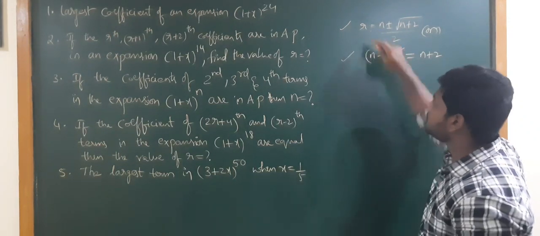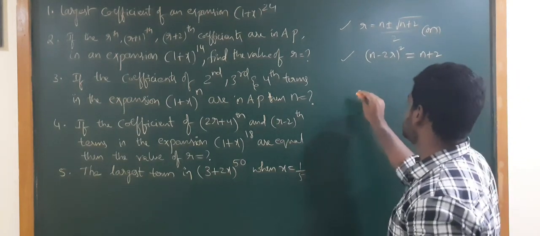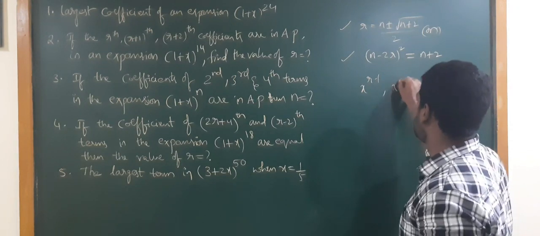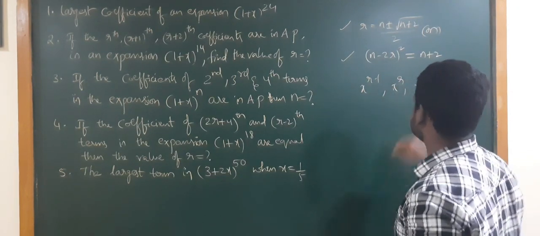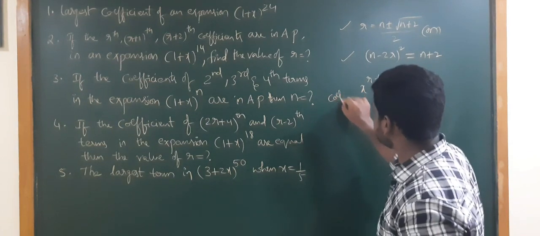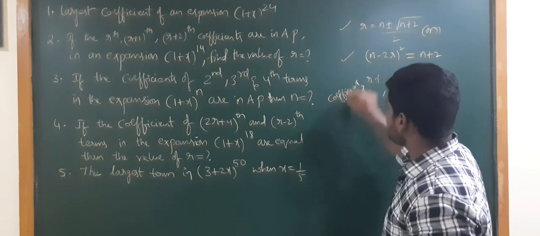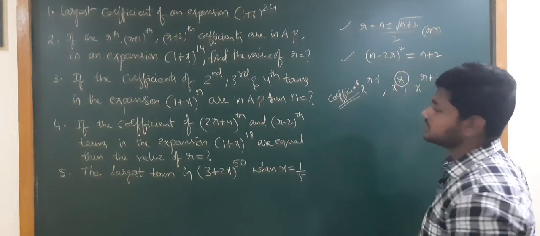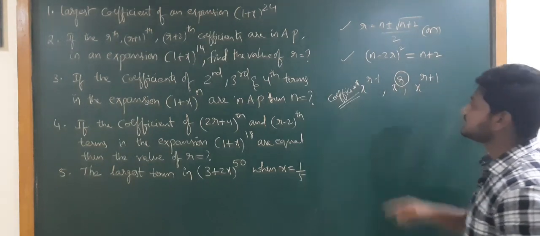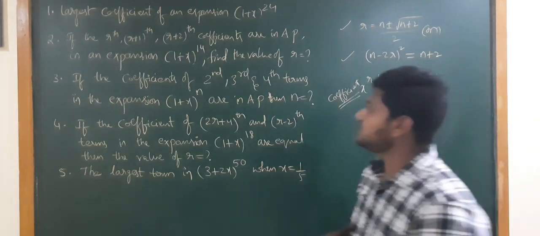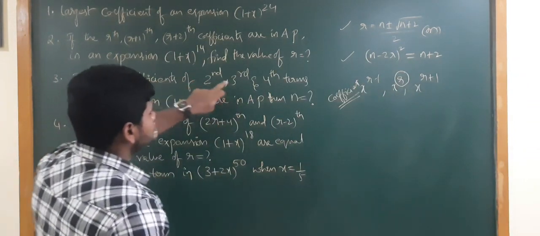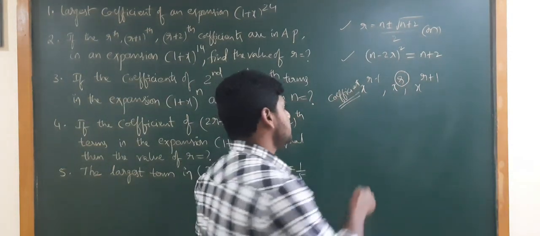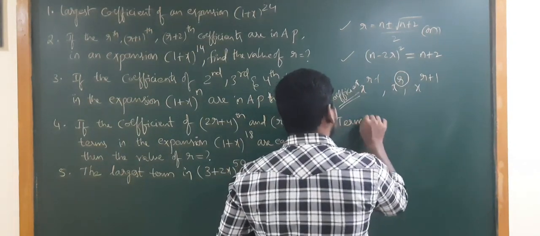See, while discussing this formula, I have given three terms, that is, the coefficients of x to the power of r minus 1, x to the power of r, and x to the power of r plus 1. If they give coefficients, we need to consider this value as r. So as they have given here coefficients of second, third and fourth terms, we will consider this as r.